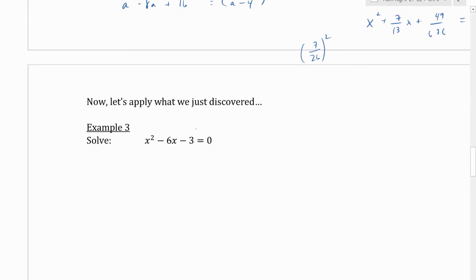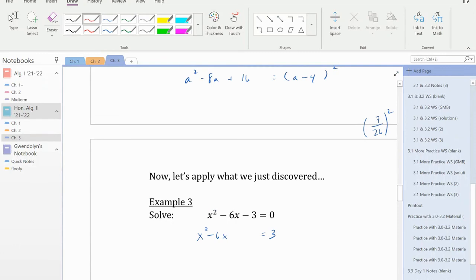If I tried to factor this, can you find two numbers that multiply to be -3 and add to be -6? There is no way I'm making a 6 of any type. So not all trinomials will factor. It's not a perfect square trinomial. I got -3 sitting there. But what I can do is create my own perfect square like we just did.